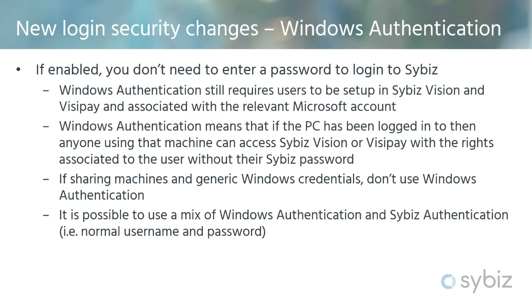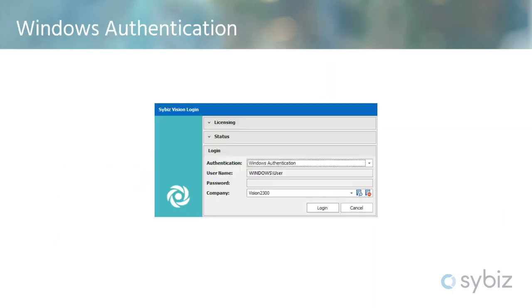And you can use a mix of both Windows authentication and Sybiz authentication, which is the traditional method of the username and password, and that can be on a user by user basis, and the same user can decide to log in different manners. So if they are for some reason not able to lock their computer when they're away from the desk, they might want to think about not enabling that Windows authentication and just allowing that Sybiz authentication only.